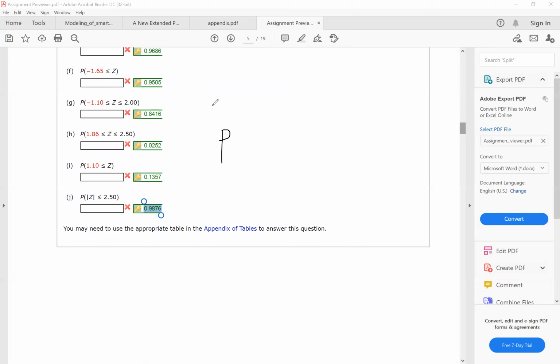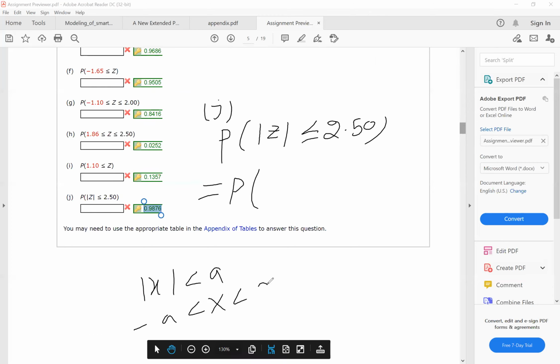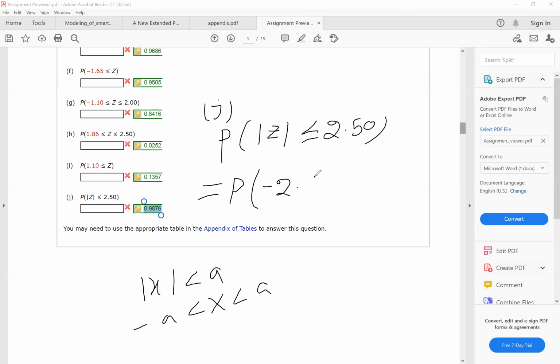So the last one is the probability of absolute value of z less than or equal to 2.50. So if you have absolute value, that means this is between negative a and a. So here this is 2.50, so that means z is between negative 2.5 and 2.5. Now you can find the probability, right? First you need to write this in this form, and now you can use the z table or you can use a calculator to find the probability.